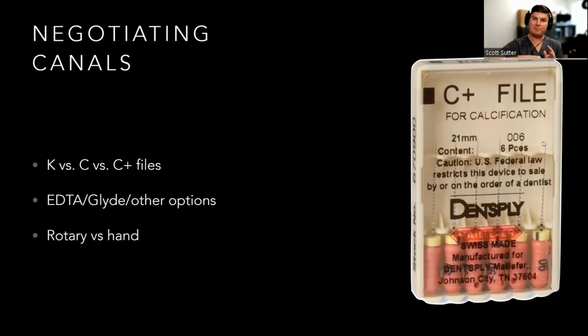So I don't want to be compacting stuff down, which is what C files do. Using rotary files will actually pull debris up. Make sure you're rinsing a lot with these. You do not want to compact debris down because it's a really, really bad time if you have to get that sort of thing out.